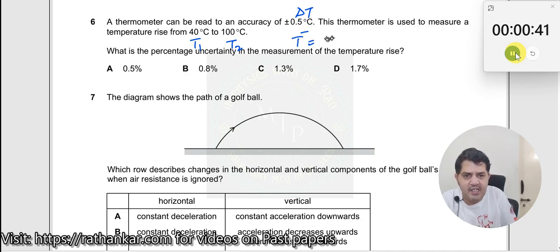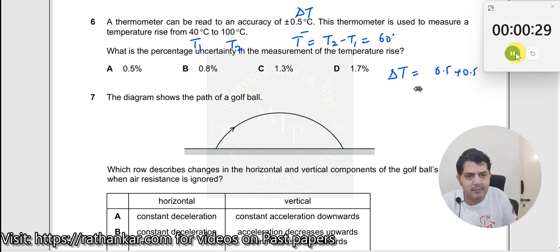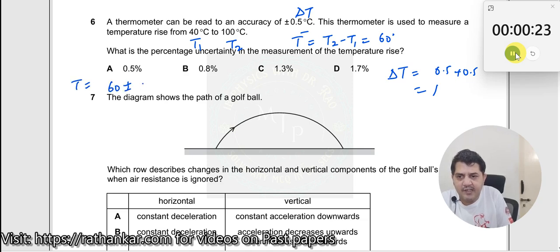Temperature rise will be T, which can be written as T2 minus T1, which should be 100 minus 40, which should be 60. The uncertainty in this, delta T, should be equal to 0.5 plus 0.5, which should be equal to 1. So finally, I will write this as T is equal to 60 plus or minus 1. This is how I write.